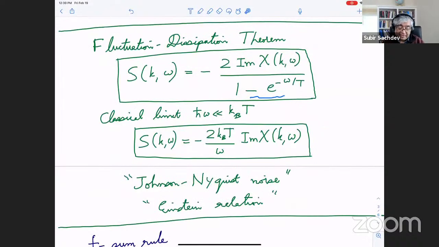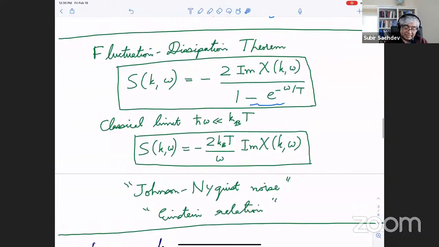Also, it's interesting to consider the limit where the frequency, h bar, so there's a missing h bar here obviously, because this has to be energy. So in the limit h bar omega much smaller than k_B T, you can replace the denominator by just omega over T. So this becomes 2T over omega. This relates the dynamic structure factor to the dissipation rate by this factor of 2k_B T over omega.